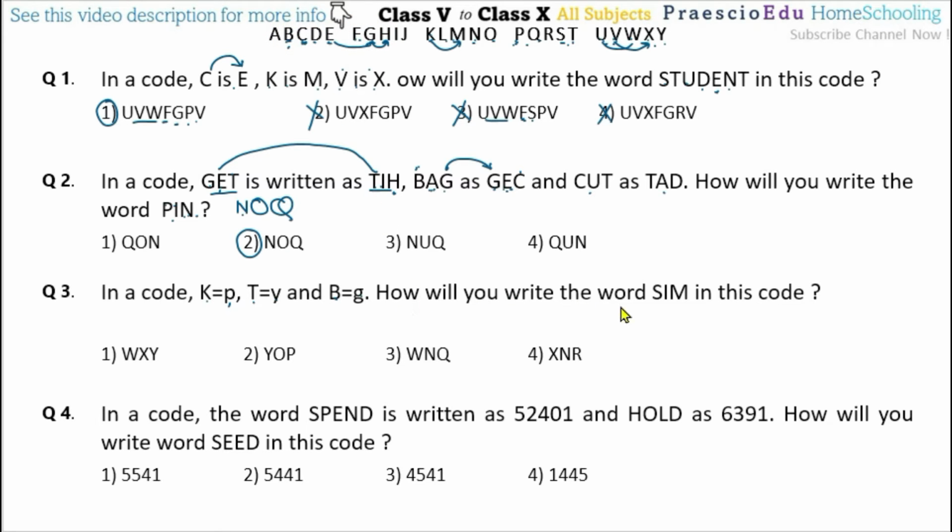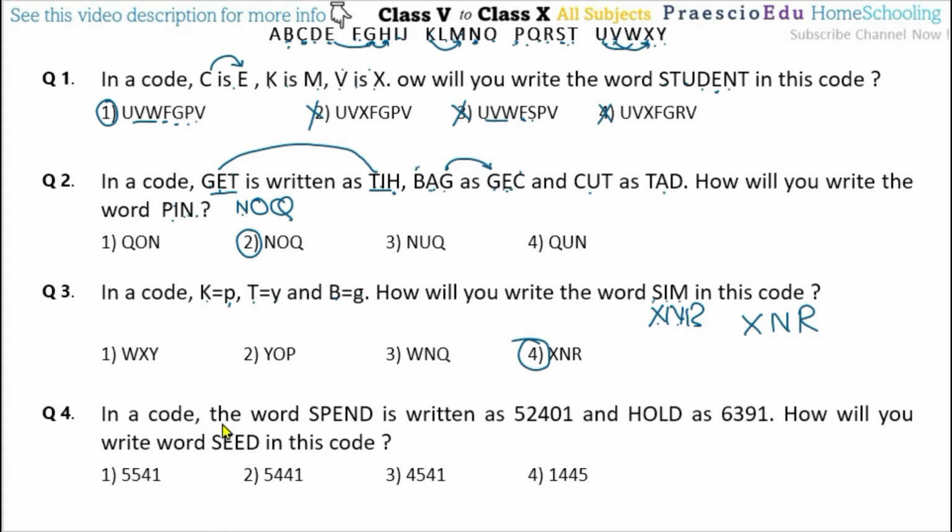So how will you write the word SIM? S means here, and after this the next one means X, so it will start from the X. Then I. From this I, N will come, and for the M, the middle one means the R comes. Okay, X N R. So XNR is given in option number 4.